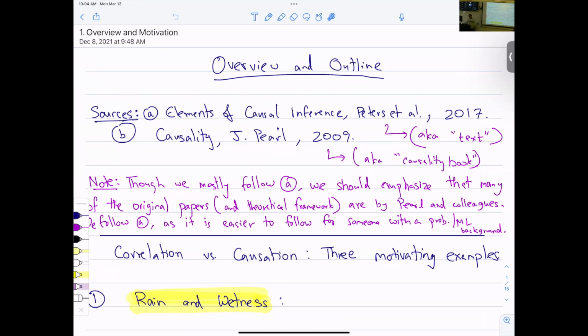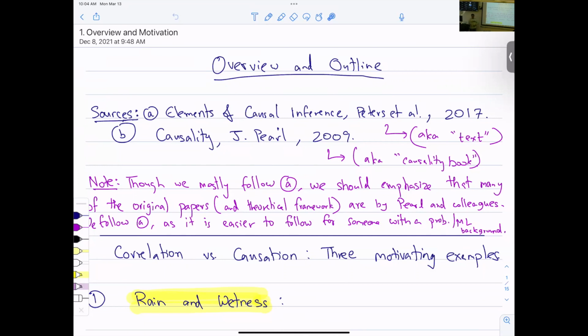Now, with that, the material which I'm going to be talking about is primarily taken from these 2 books. The first being Elements of Causal Inference by Peters and others, 2017, a great book. I'm going to call it text from now on. Whenever you see reference text, that's really what I do. The second is the book by Pearl, Causality, 2009, which I call the Causality book.